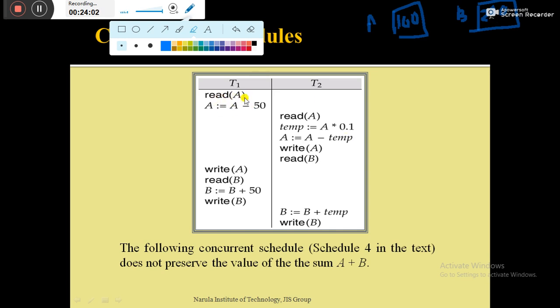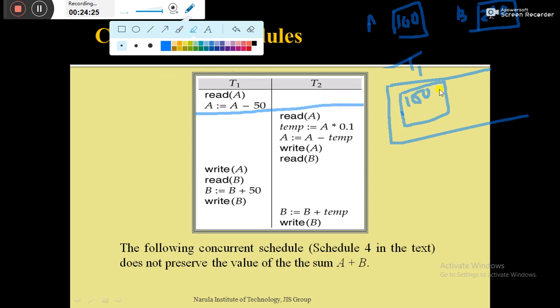Now the CPU starts with T1. Say this is the local buffer belonging to T1. So read A means A will be copied, the value of A becomes 100, then A equals A minus 50. This is a very vital point. In that time slot, the CPU executes T1, A equals A minus 50. All the modification will be done over here. So this is A, let me mark it as A. So it becomes $50. But there is no write operation here, meaning $50 is not updated in the actual database A.